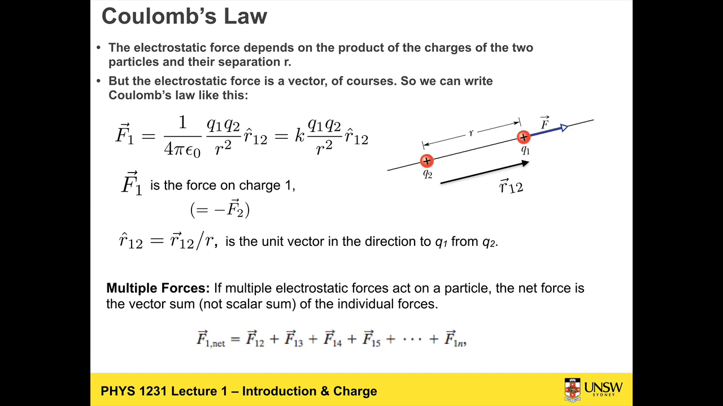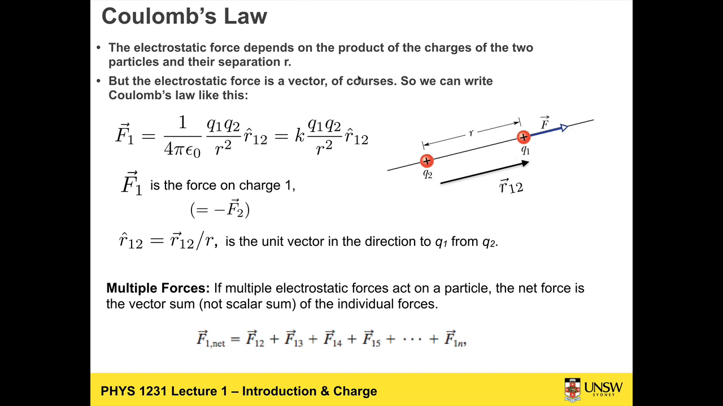Coulomb's law gives the electrostatic force, and so it depends upon the product of two charges. So the simplest situation is we have two charges, Q1 and Q2. They have some charge. Here I've written it as positive charges, and we found that the electrostatic force depends upon the product of the two charges and their separation, r, which is the distance here.